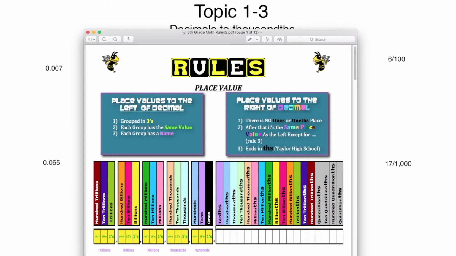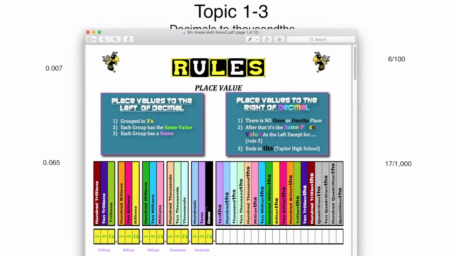However, now, to the right of the decimal, write these three things down. 1. There is no ones place. See how it's in black? There's no ones place. Okay? After you get that, everything is the same place value as the left except for rule number 3.